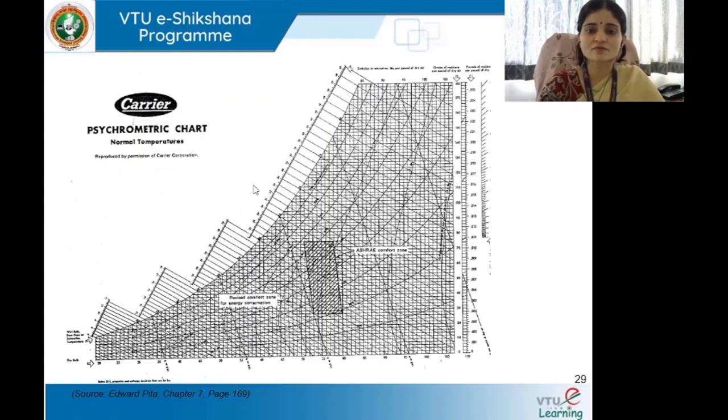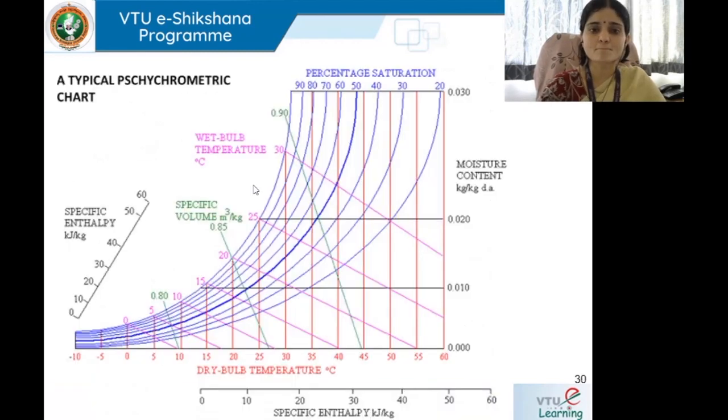This is an example of how a chart might look. It looks complex with a lot of lines, but we will try to dissect and understand these lines ahead, making it simpler to perceive. All right. So the same chart, very briefly drawn here, you will see lots of terminologies: dry bulb temperature, specific volume, wet bulb temperature, specific enthalpy, saturation, moisture content, specific enthalpy, right? So we will now dissect this and understand what each term and what each line will mean.